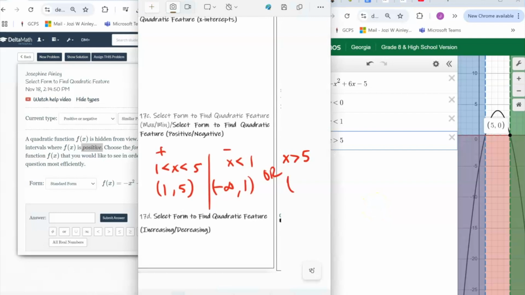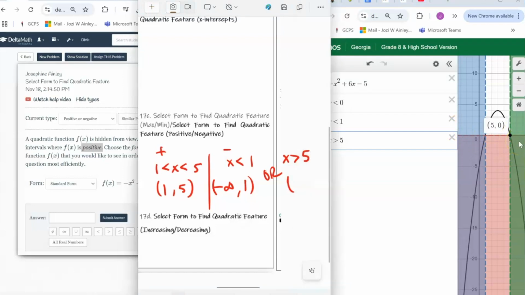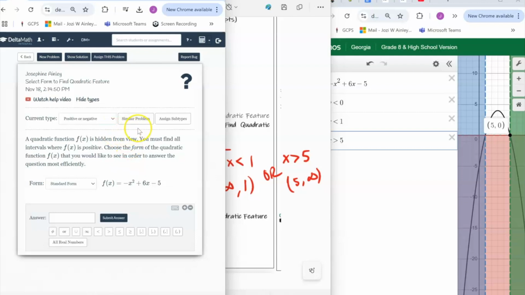Or you can say, hey, I'm going to start being at 5 because I start being negative at 5. And then when do I stop being negative? Infinity. All right, so this is going to be 5 to infinity. So you can see that you can use Desmos as a visual representation of your question. Okay, let me go ahead and try another question really fast.